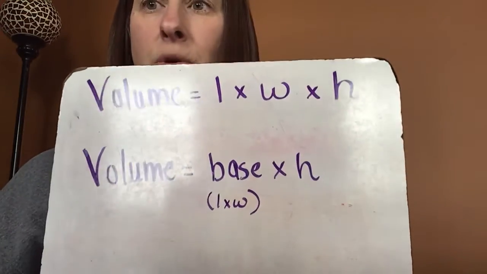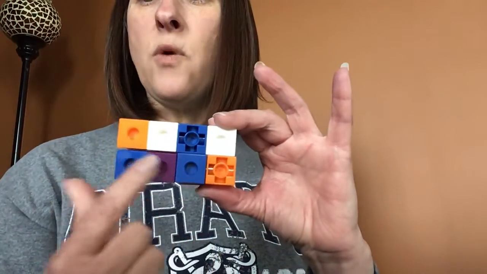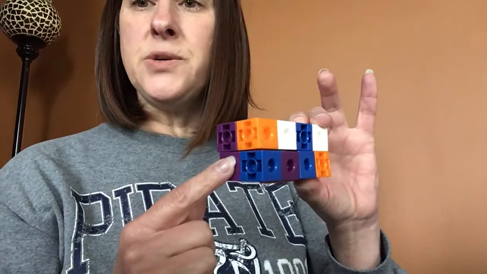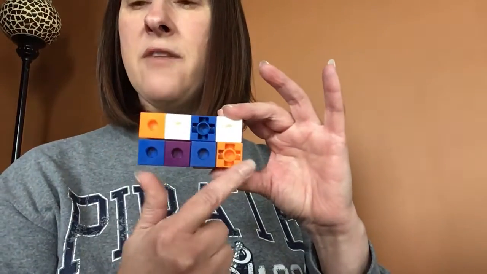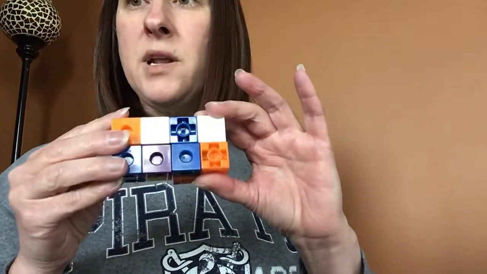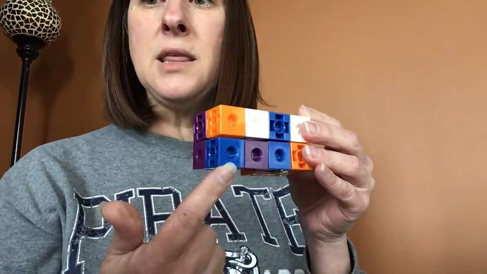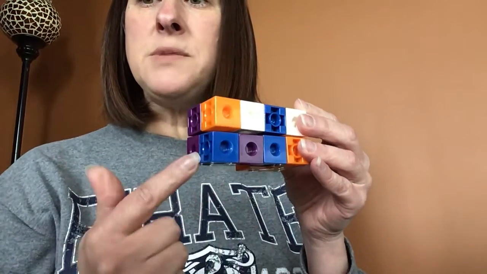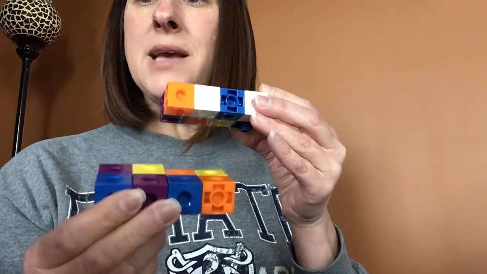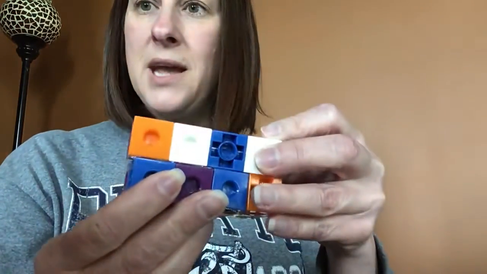So I'm going to show you what this would look like with a figure. I have a figure here, and if I said, okay, what is this solid? Well, we know it's 4 times 2 times 2, because I have my length, my width, and my height, okay? But if I wanted to know the base area, I'm just going to look at one of these layers. So I'm going to take the length times the width, and 4 times 2 is 8. So my base is going to be worth 8. Then I multiply 8 times 2.